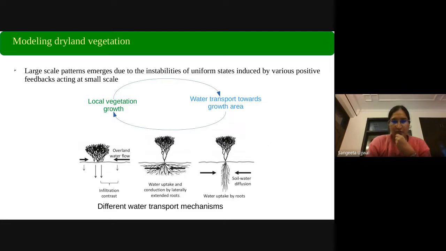Okay, this positive feedback can be categorized into three categories. One is due to the infiltration contrast. By infiltration contrast, we mean that if there is overland water flow, then the water will infiltrate more into the ground where there are plants, where there is biomass, and the water will infiltrate less where there is no biomass. So in a way, there is an infiltration contrast between the region where there is a plant and where there is no plant.